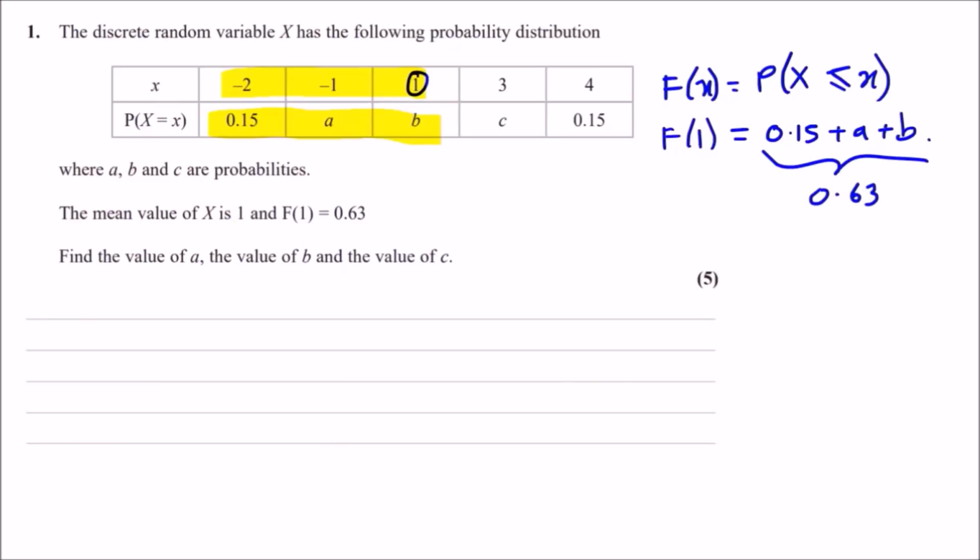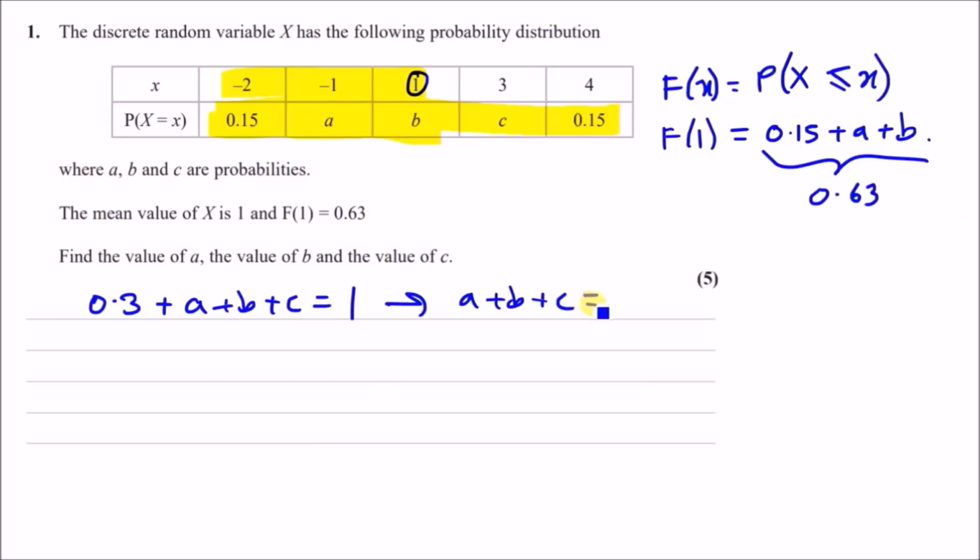Now, let's keep going. In this question, they want us to find the value of a, b, and c. With these types of questions, always look at the three key facts. Firstly, the sum of all probabilities must always equal 1, so we're talking about this entire row. If you add up all these five amounts, you get 0.15 plus 0.15, that's 0.3, plus a plus b plus c, which must equal 1. Moving the numbers to the right, subtracting 0.3, you're left with a plus b plus c equals 1 take away 0.3, which is 0.7. So we're basically making simultaneous equations here.